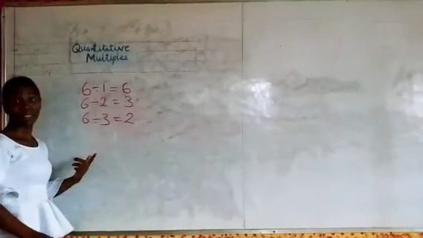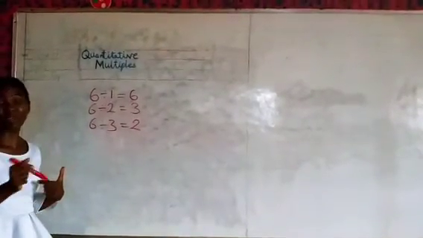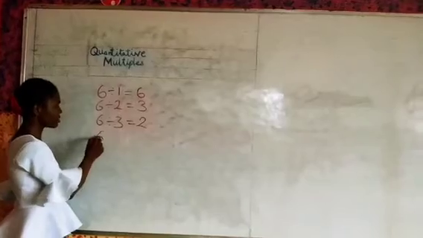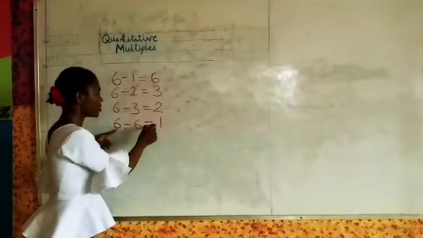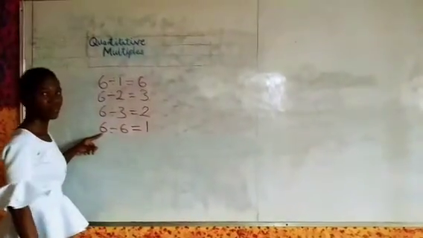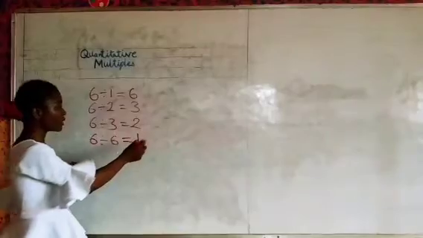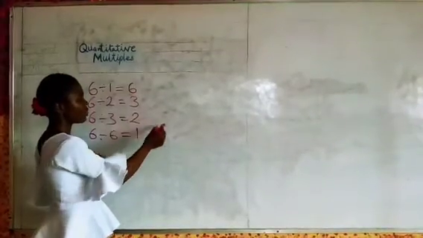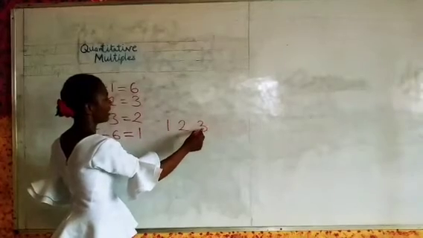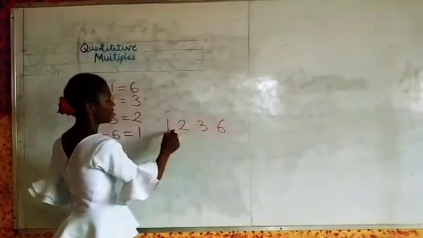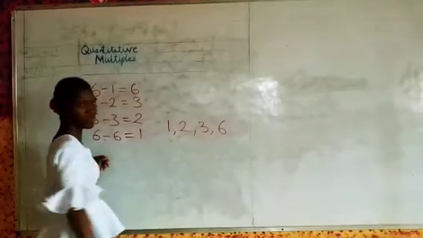There's another one, because every number must be able to divide itself without remainder. Alright, so 6 divided by 6 will give me what? 1. Did you get that? Alright, so the multiples of 6 is what? 1, 2, 3, and 6.